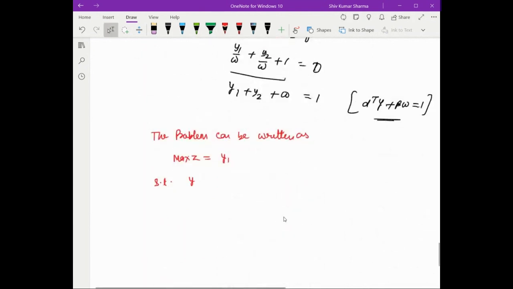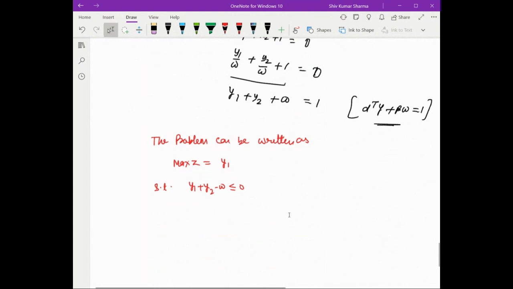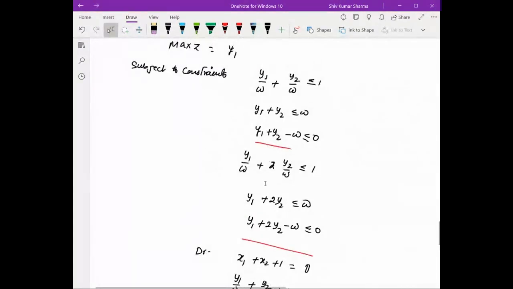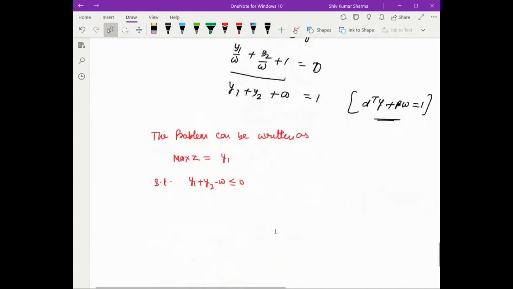So y1 plus y2 minus omega less than or equal to 0. The second constraint we make is y1 plus 2y2 minus omega less than or equal to 0.